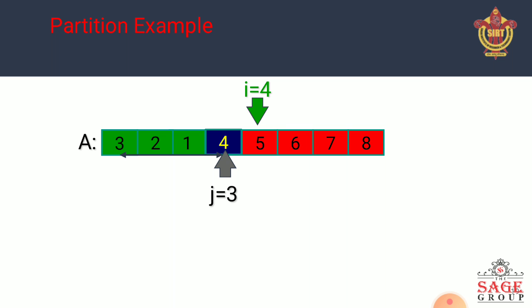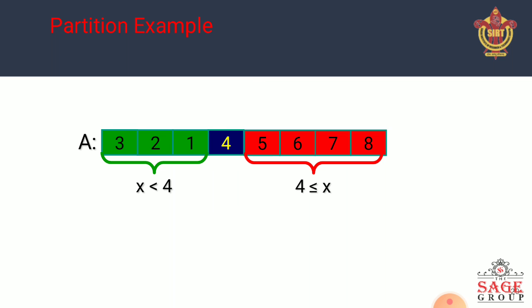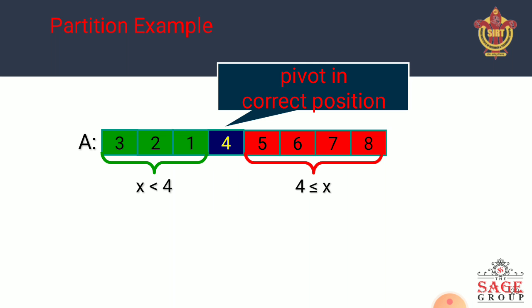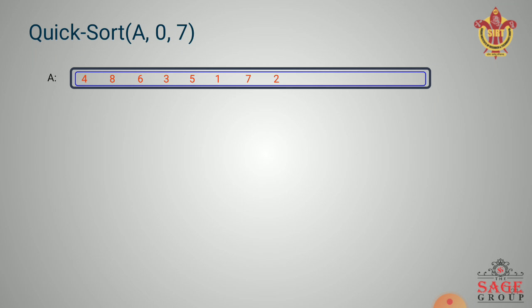So the green part is called the first part and the red part is called the second part. We have to apply the quicksort algorithm separately on the green part and separately on the red part. With the help of partition, we divide our list into parts with respect to the pivot position, with respect to the pivot element.